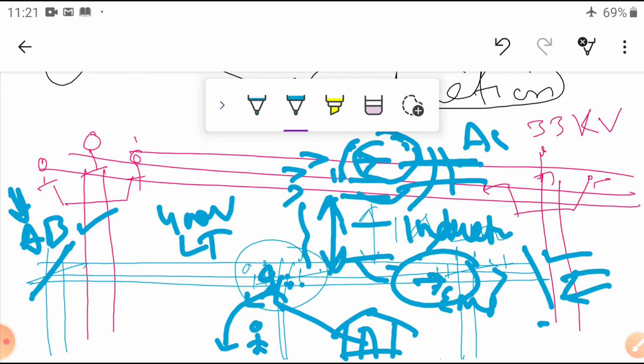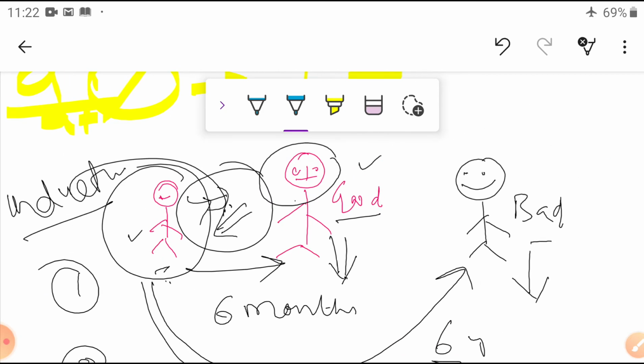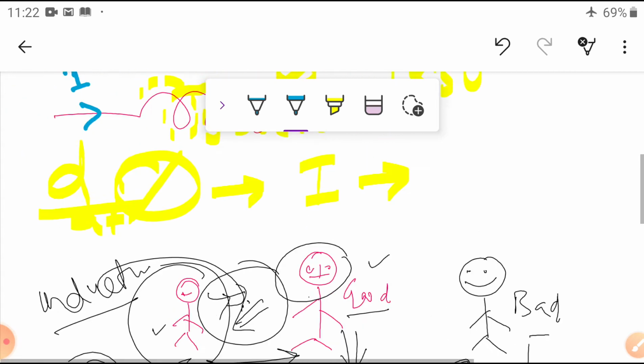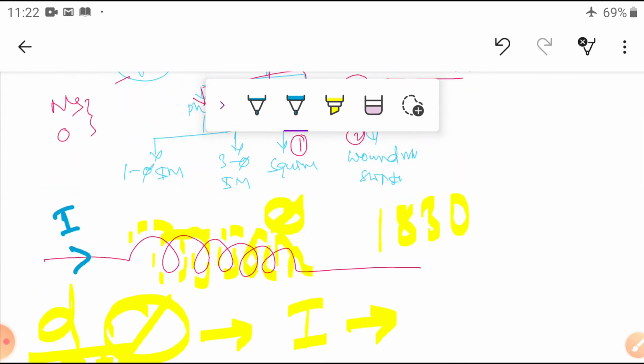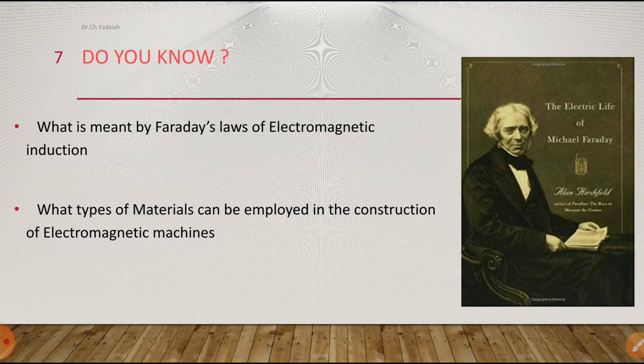How? Nowadays you can see in papers, a lineman got an electric shock. Sometimes it is even fatal due to the induction. Dear students, now you have got some idea of what the induction is here, and how characteristics and attitude change due to the induction. Okay, so this is the definition of induction.